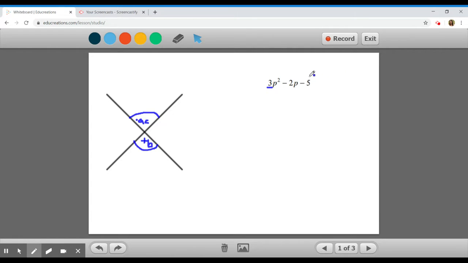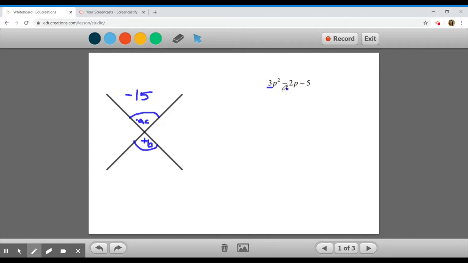So if I look at this trinomial, 3p squared minus 2p minus 5, it's clearly not a special case. I don't see a GCF. So I'm going to write up top the product of A and C. 3 times negative 5 will get negative 15.